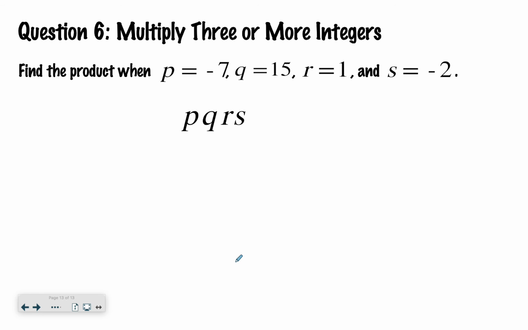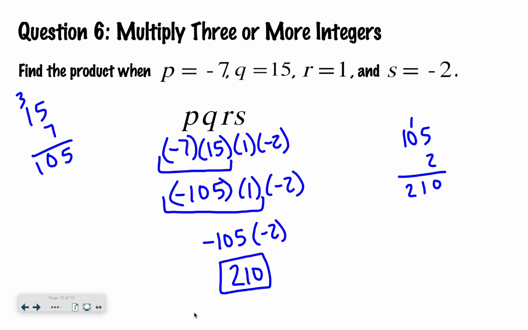All right, here's the last question for you to solve today. Find the product when P equals negative 7, Q equals 15, R equals 1, and S equals negative 2. Find the product of P, Q, R, S. Good luck. All right, hopefully you ended up with 210 for an answer. I have my work shown there.